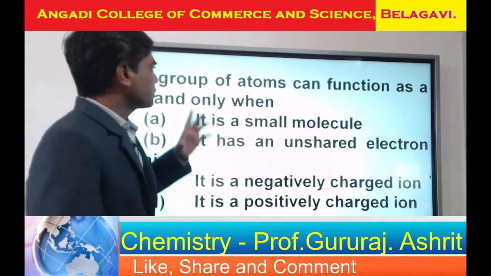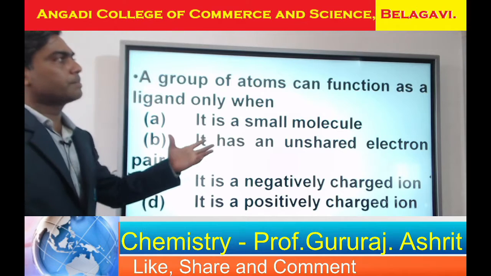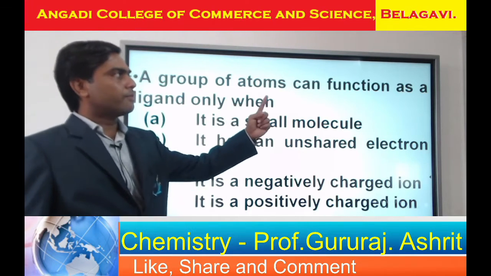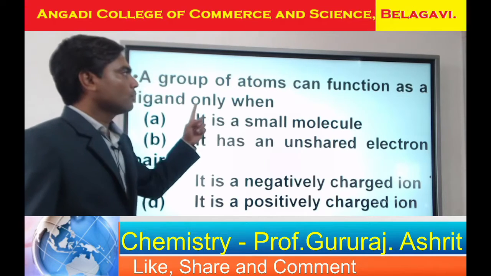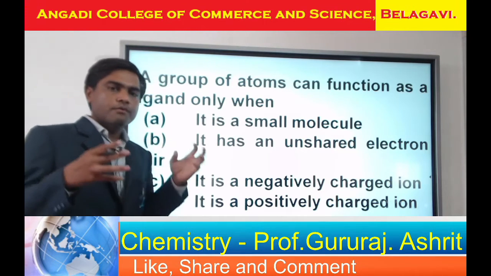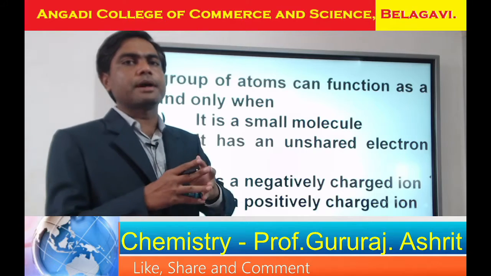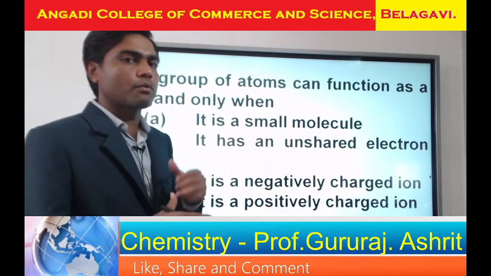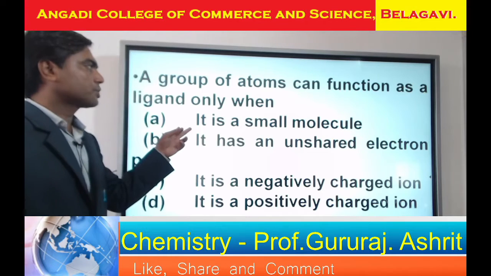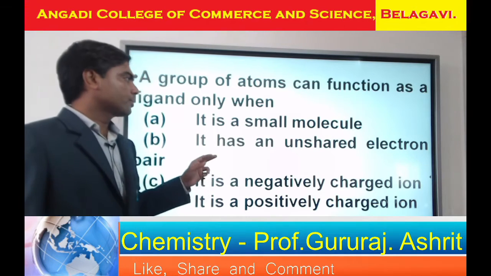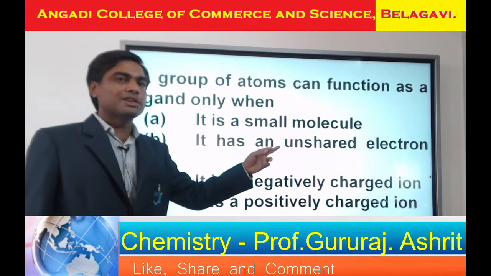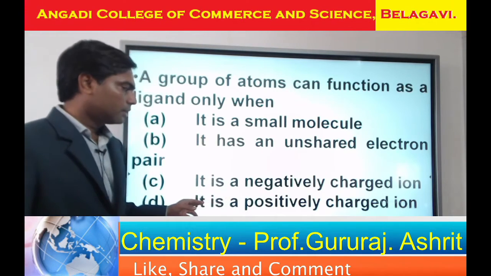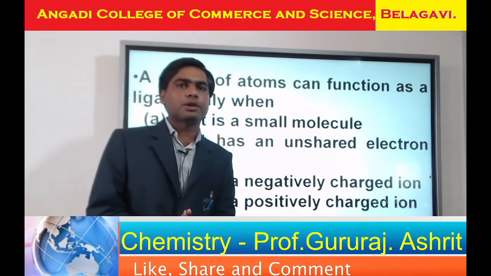So this first question, what concept is it asking about? Let's see. A group of atoms can function as a ligand only when, meaning whenever different atoms combine and form a molecule, they can act as a ligand, but under what condition is he asking? First, it is a small molecule; second, it has an unshared electron pair; third, it is a negatively charged ion; fourth, it is a positively charged ion.